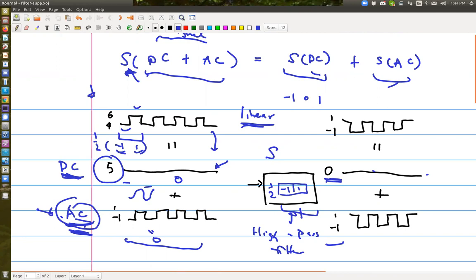Actually, this won't be a very good example for this case here, but you can imagine.